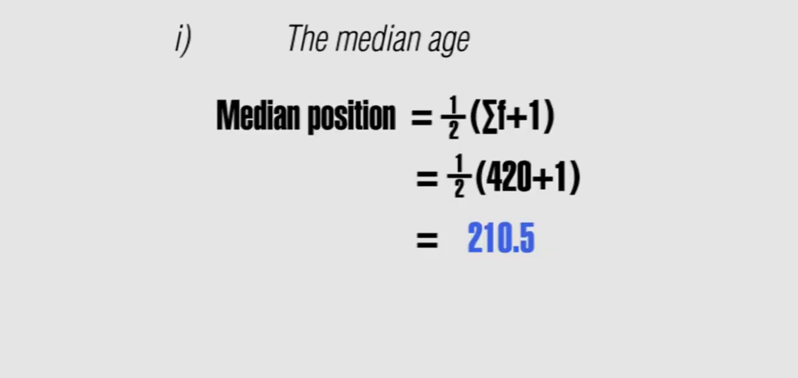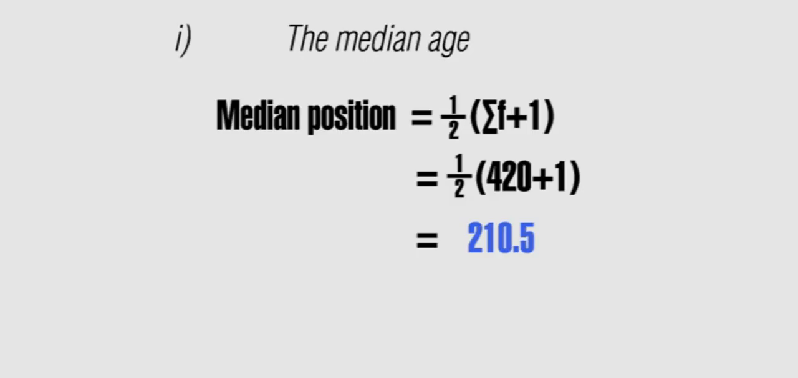Our total frequency for our data, meaning the number of patients who visited the hospital that week, is 420. We add 1 to 420, and that will give us 421. Per our relation, we have to divide this by 2. 421 divided by 2 gives us 210.5. As I said, this is not the answer. It is the position of the median on the graph.